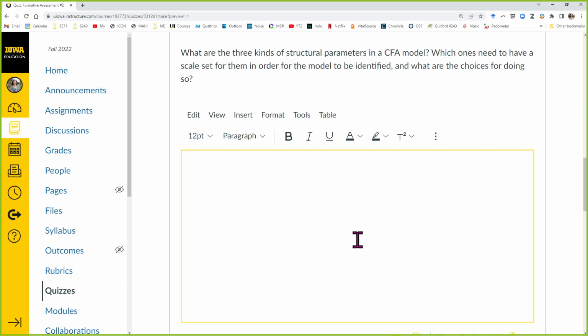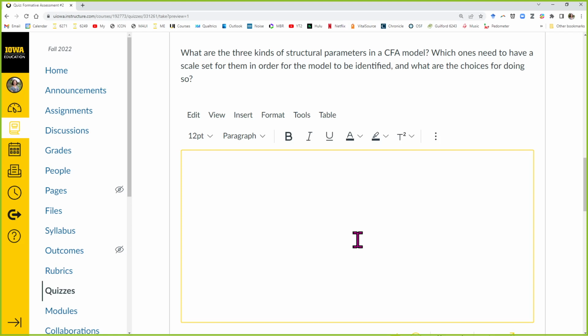What happens if I do both? Will the model run? It will run, you're right. If I fix the factor variance to 1 and I fix the loading to 1, that item would be perfect. All of its variance goes up to the factor, nothing left over for not the factor. Could that happen? Sure. Is that likely? No.